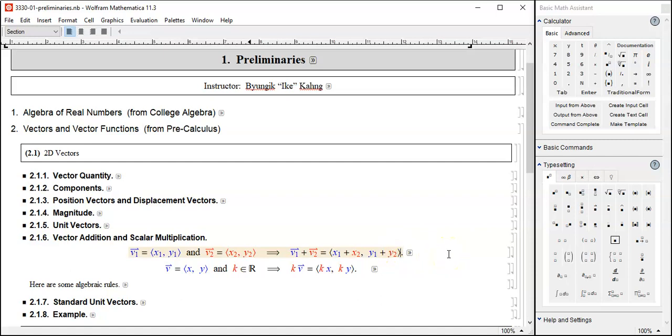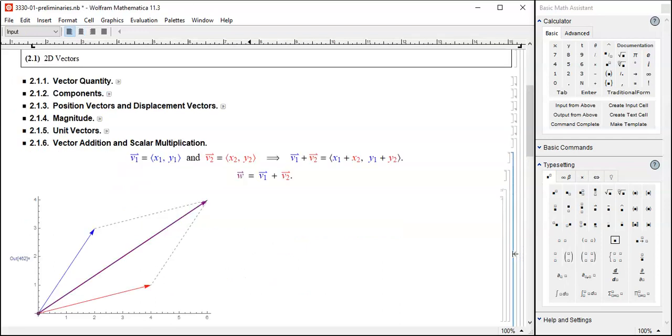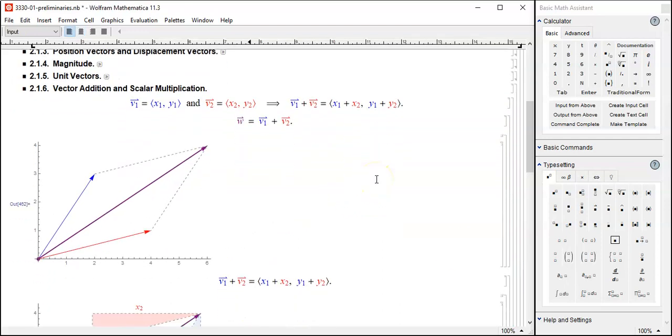Vector addition, we simply add up x coordinate, y coordinate, if necessary z coordinate separately. For scalar multiplication, we multiply a scalar or real number k to each component, to x coordinate, y coordinate, if necessary z coordinate, separately. They can be visualized like these, through parallelogram law.